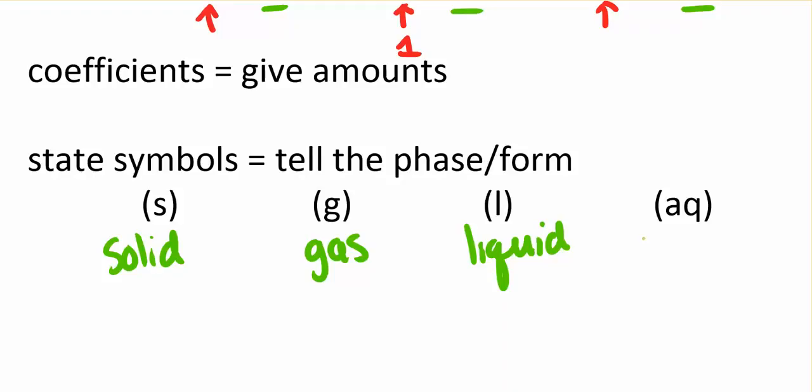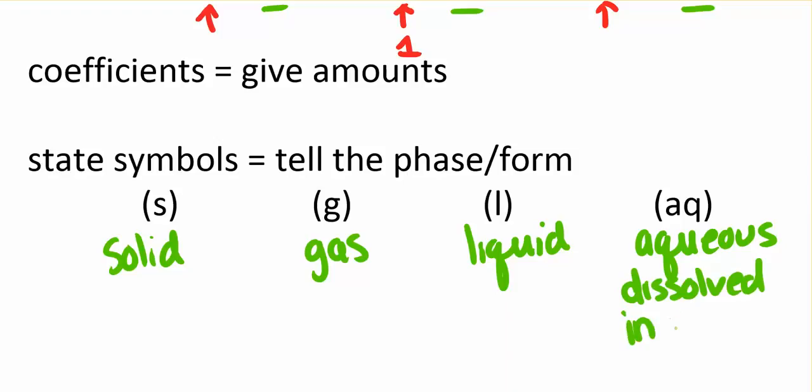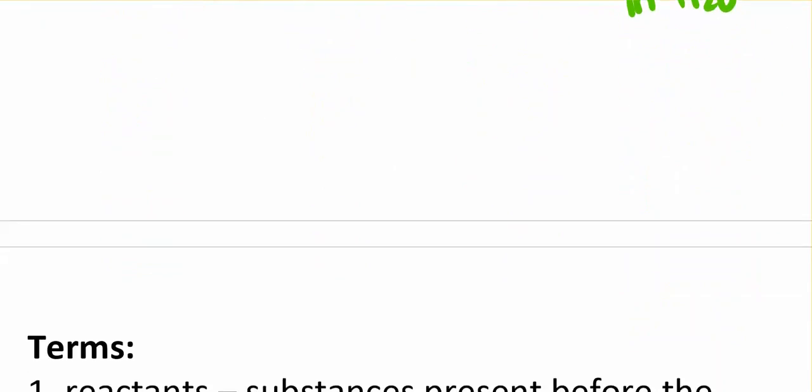and aqueous, or aqueous, either way, means dissolved in water. So often, aqueous reactants or products just look like water. They sometimes are colorless, sometimes they have a color to them, but we don't call them liquid, we call them aqueous. Okay, so that's some basics.